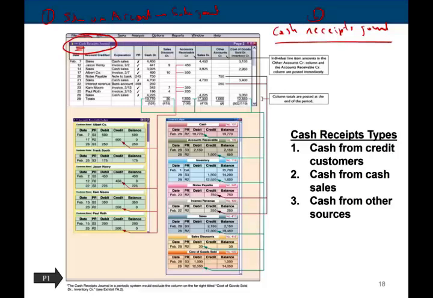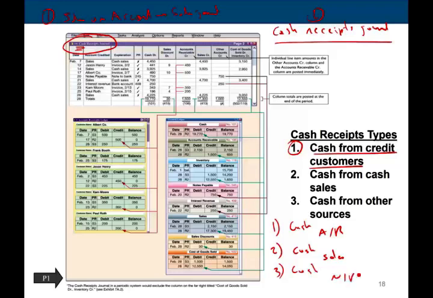What goes on the cash receipts journal? Every time you receive cash. Why would you receive cash? Some common sources: cash received from credit customers. You sold someone on account, they send you the cash. Under this transaction, you debit cash, credit accounts receivable. Cash from sales: you sell, and they pay you cash immediately. You debit cash, you credit sales. And cash from other sources, like what? You borrowed money. You debit cash, credit notes payable. So those are all sources of cash.